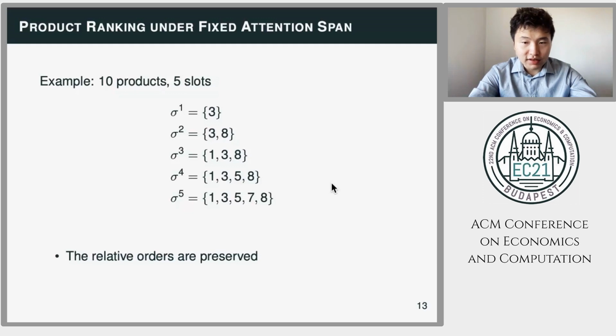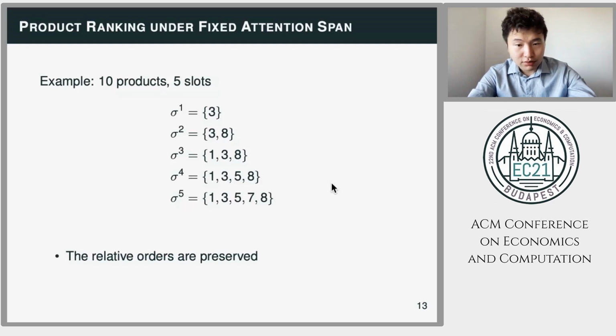The next result says that every product contained in the optimal ranking under fixed attention span k must also be contained in the ranking under fixed attention span k plus 1. So let's take a look at the optimal rankings under attention spans 3 and 4. We observe that all items in sigma 3 are also contained in sigma 4, and all items in sigma 4 are also contained in sigma 5. This is a nested structure.